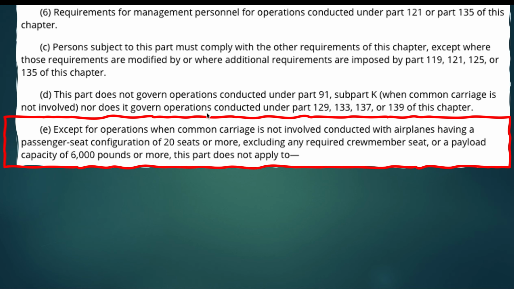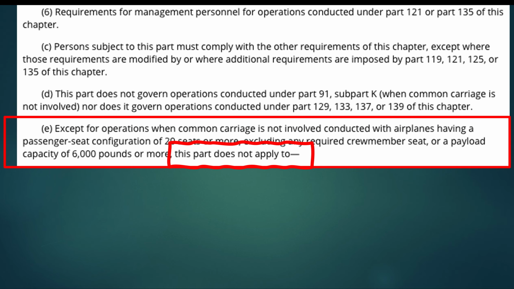when you are flying an aircraft with 19 or fewer seats, this part does not apply to you. Let's look at that again. This part does not apply to you if you're flying 19 or fewer seats, unless you're flying common carriage. Okay, so back to this. You're flying private carriage. This doesn't apply to you if you're 19 or fewer seats. Here's what you can do.